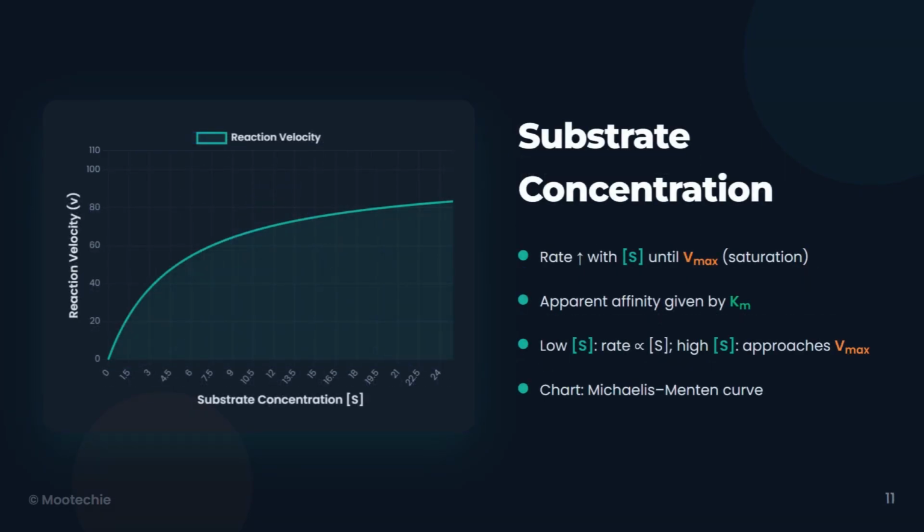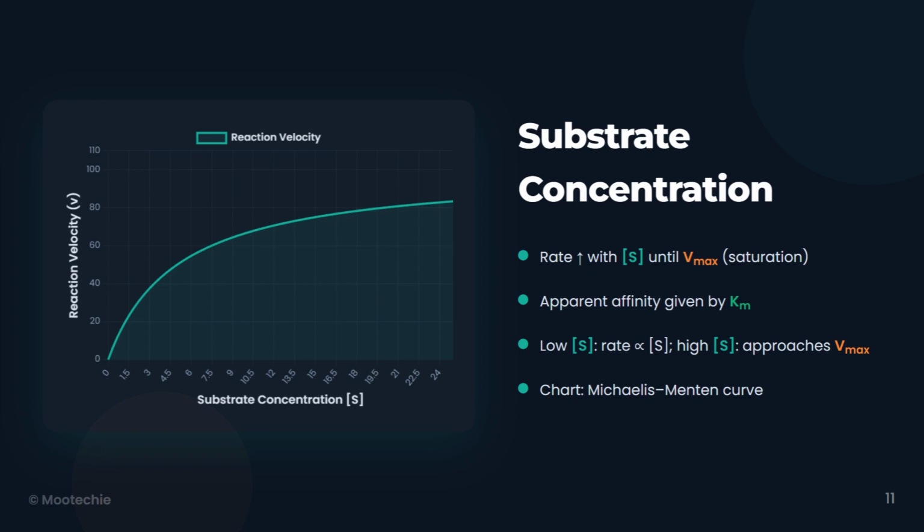The reaction velocity increases with substrate concentration until it reaches a maximum velocity, called Vmax, when the enzyme becomes saturated. The Michaelis constant, Km, gives an apparent measure of the enzyme's affinity for its substrate. At low substrate concentration, the rate is nearly proportional to it. At high concentration, the rate approaches Vmax. This relationship is shown in the classic Michaelis-Menten curve on the slide, plotting reaction velocity against substrate concentration.